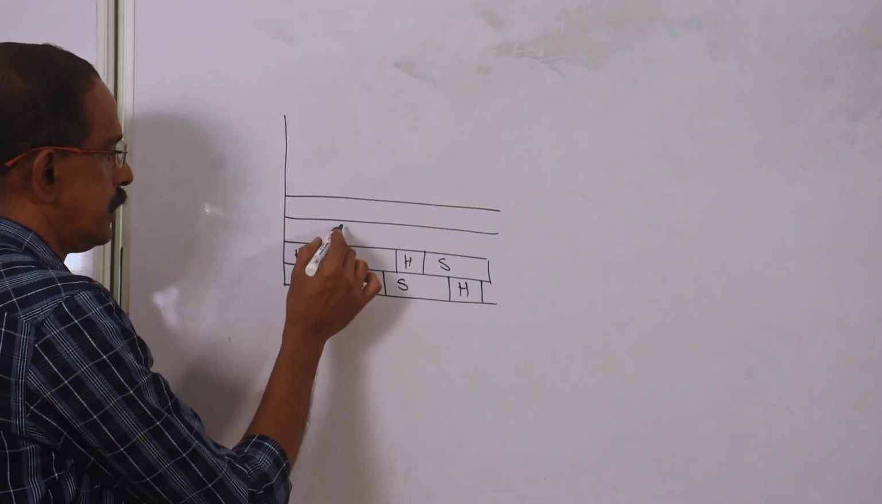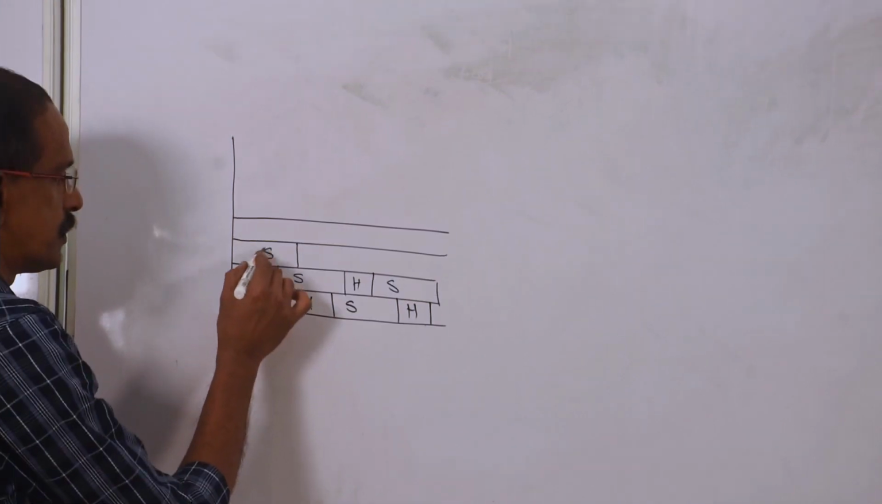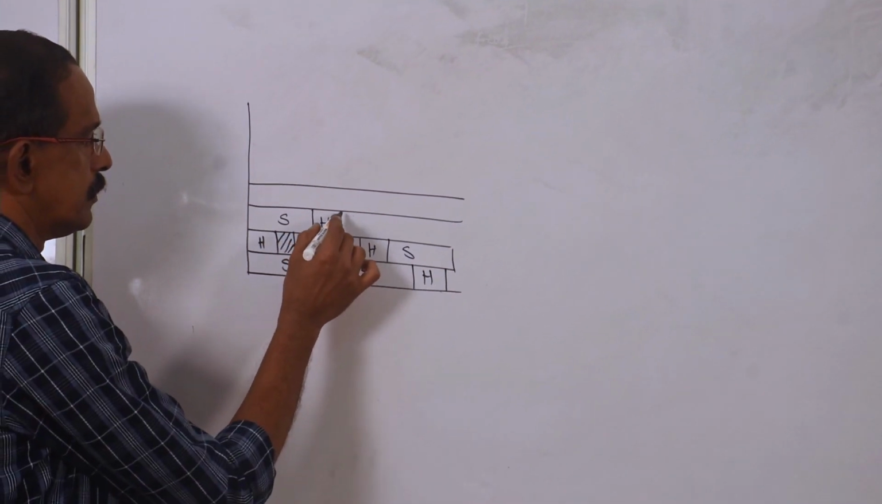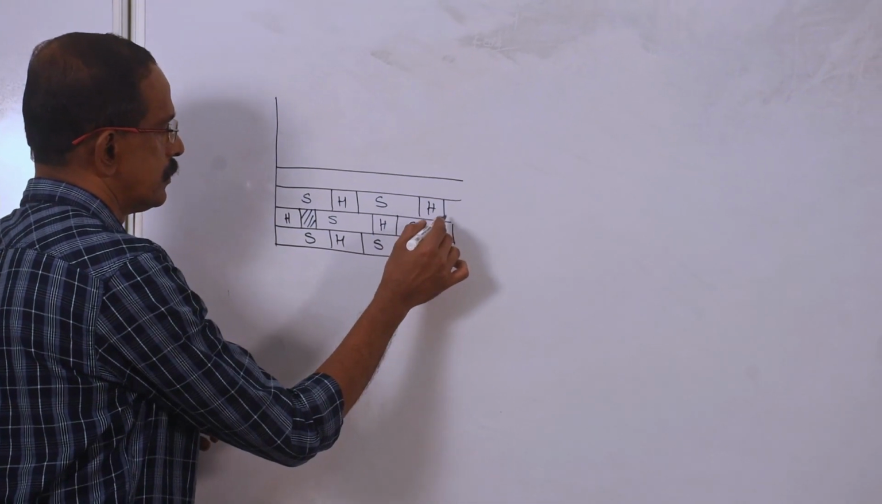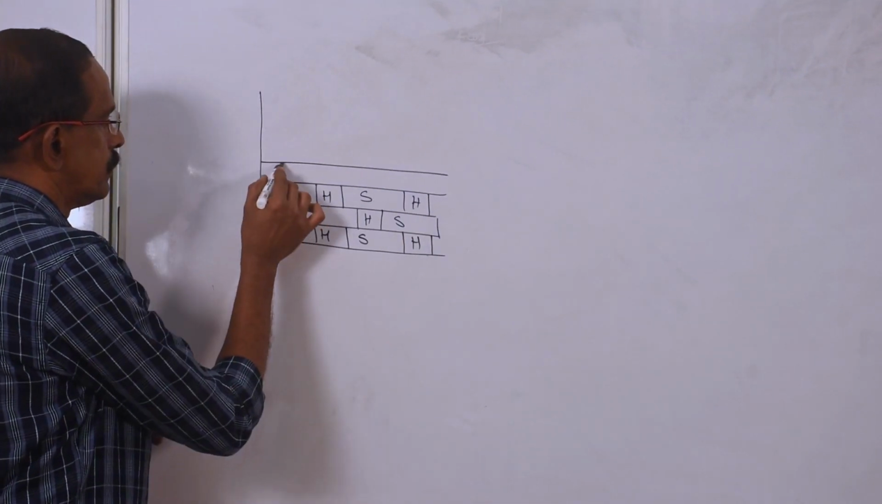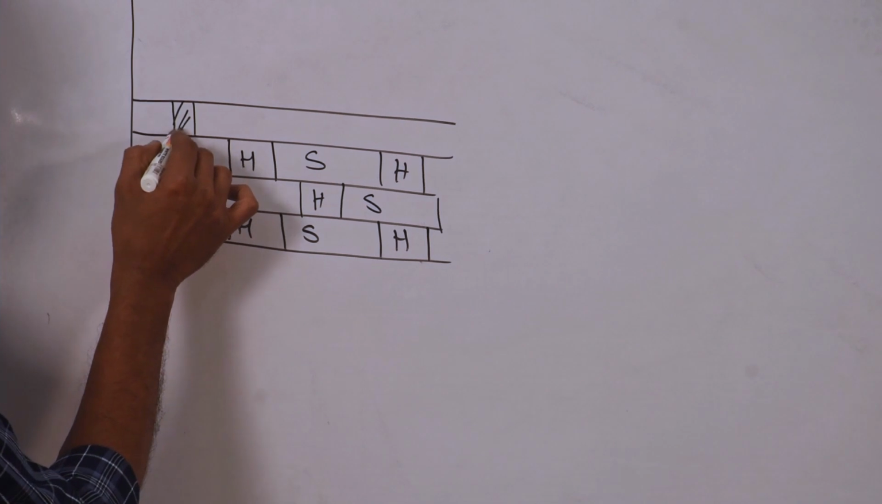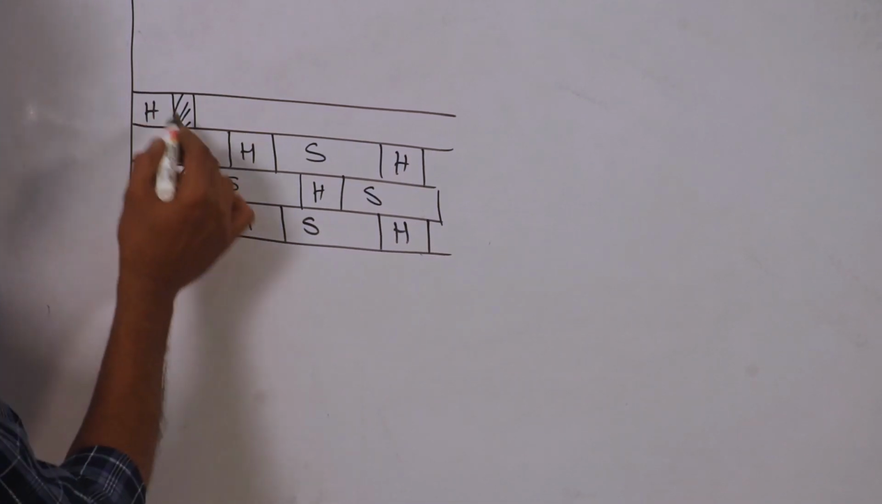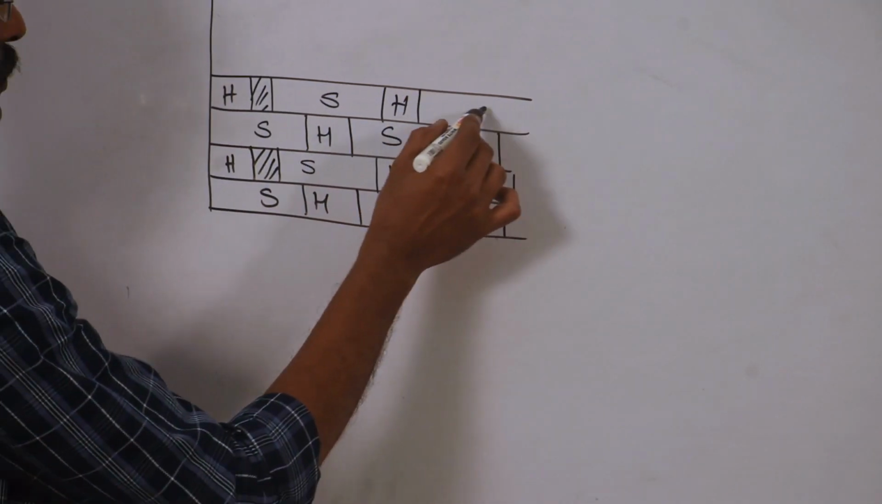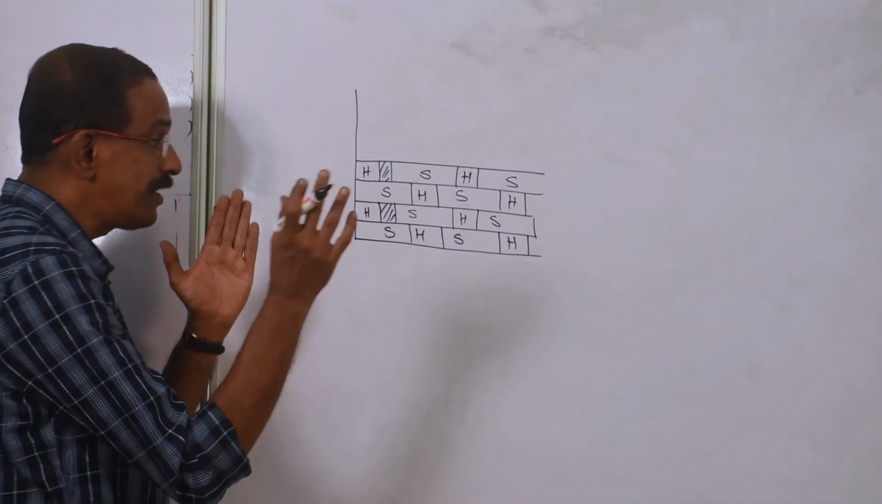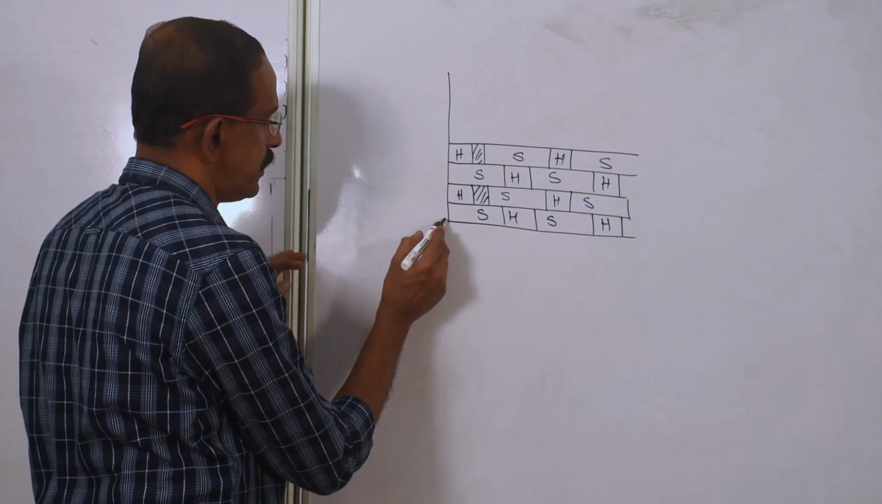Third layer, exactly same as the first layer. Stretcher, header, stretcher. Fourth layer, repetition of the second layer, that is header, queen closer, stretcher, header, stretcher. So that is the front view. Now I will draw the side.